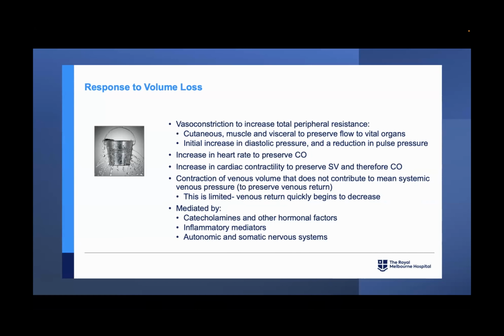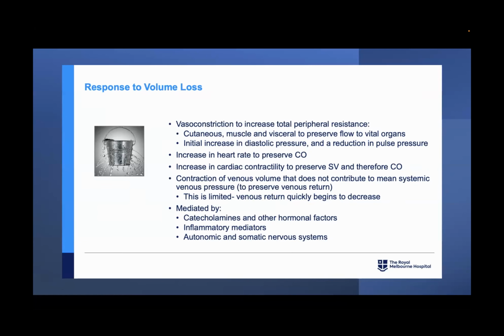Contraction of the venous volume that does not contribute to the mean systemic venous pressure, that is, that venous capacitance that we all have, helps to preserve venous return. However, this is limited, and in the situation of major volume loss, that is class 3 or 4 shock, this venous return quickly begins to decrease.